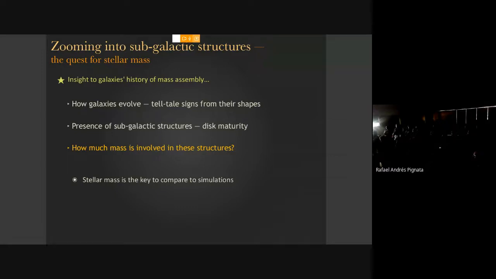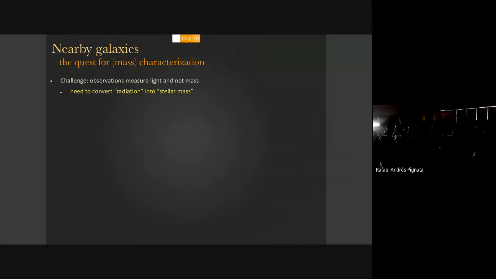So here, what we're interested in, and the work that I'm going to be showing you, has been something that has been developed through the years, looking at how much mass is actually involved in some of these structures, with a special interest in bars. Just for the sake of time, I will concentrate on that.